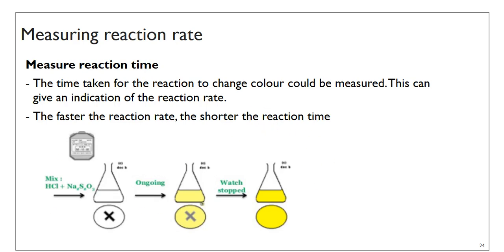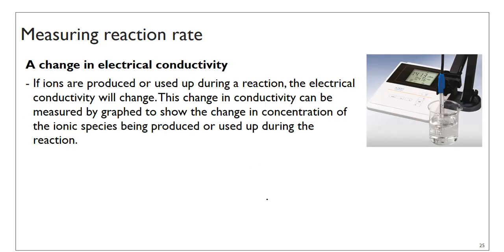Of course, the issue here is you can't really draw a graph and then look at the gradient of the graph as an estimation of the reaction rate. You can't really do that for this method. There are some other methods that we don't have the equipment for, so we probably won't do them in class, but maybe they will come up in a question.